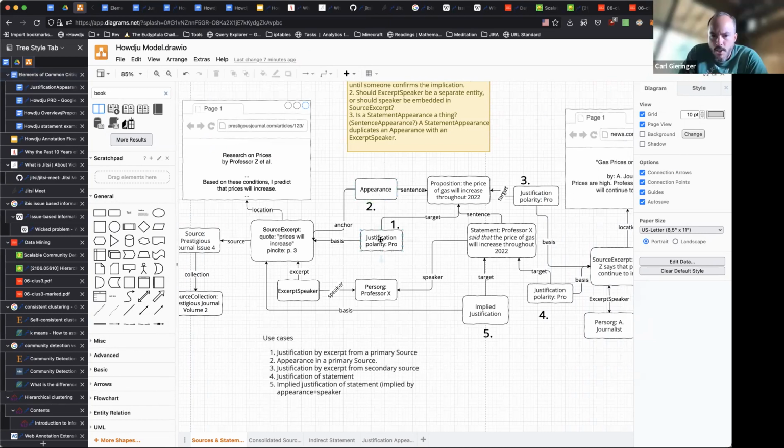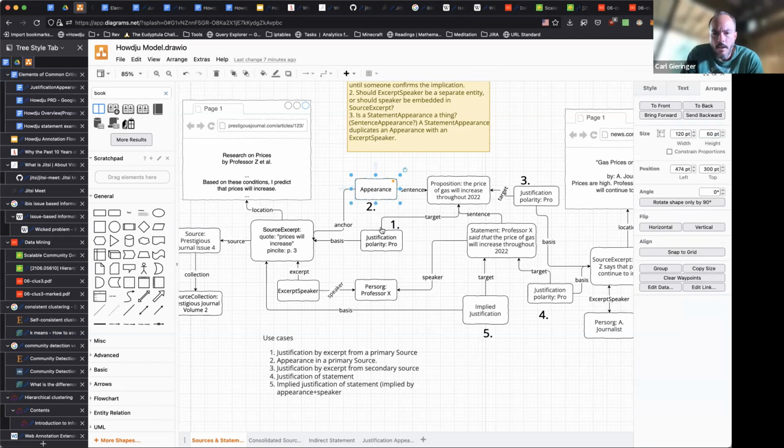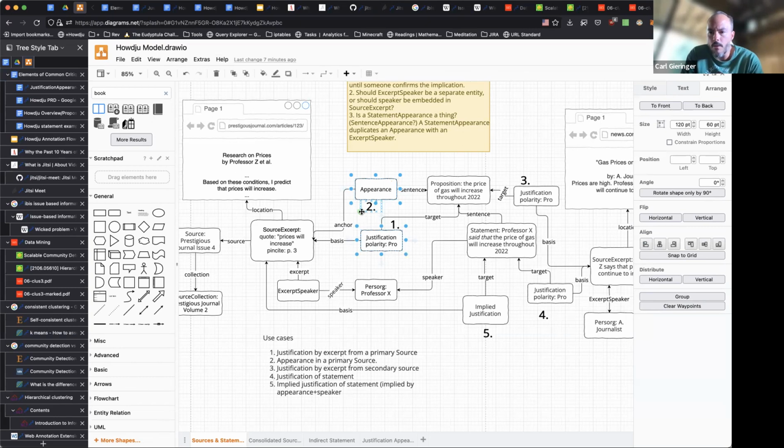Hey, Stephen just joined. Stephen, I was trying to dig into the conversation that you and I had over chat, Slack, about the value of appearance versus justification. I'll recap if people don't mind, just for Stephen. I was thinking more about it after our conversation, and to me, it encodes the user's stance towards the information.